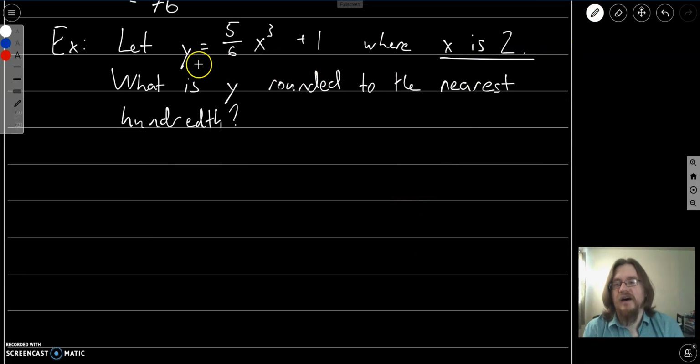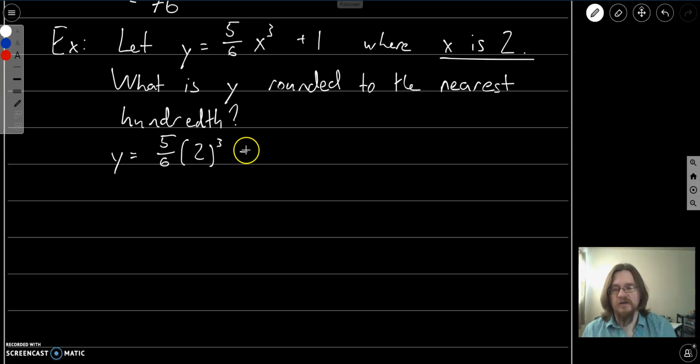We've got y is equal to 5/6 x to the third power plus 1, where x is going to be 2. So we want to know what is y when it's rounded to the nearest hundredth. So again, we have our equation, and we know what x is. It's just going to be 2. So let's plug that in and see what y is. So y is going to be 5/6, 2 to the third power plus 1.